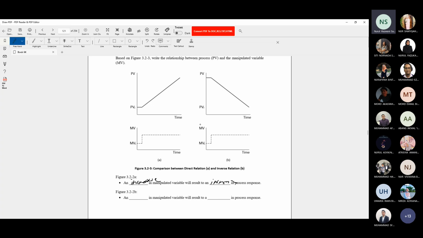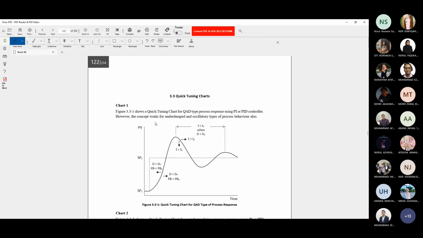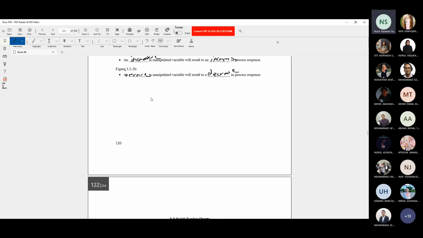So 3.22B, sorry, this one is 3.23B. So increase of MV, you all tulis sama-sama decrease of PV. So this one is inverse relation. Senang kan? So that one is a relation that we can evaluate based on the equation.